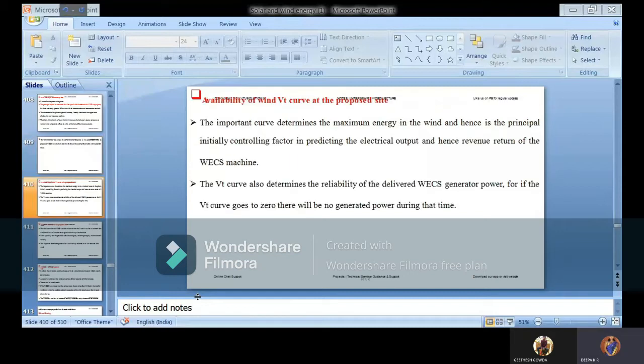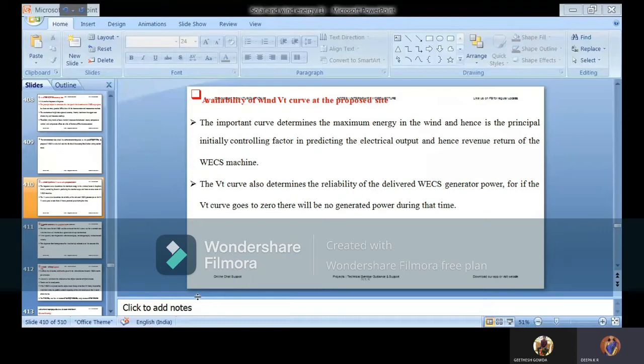Next is availability of wind, the VT curve, the velocity-time curve, because time plays a very important role. How much time is your wind at high speed, and at low speed? What time does it take to move off? These are very important because we have already seen the frequency curve, this VT curve and VF curve. The important curve determines the maximum energy in the wind and hence is the principal initial controlling factor in predicting the electrical output.